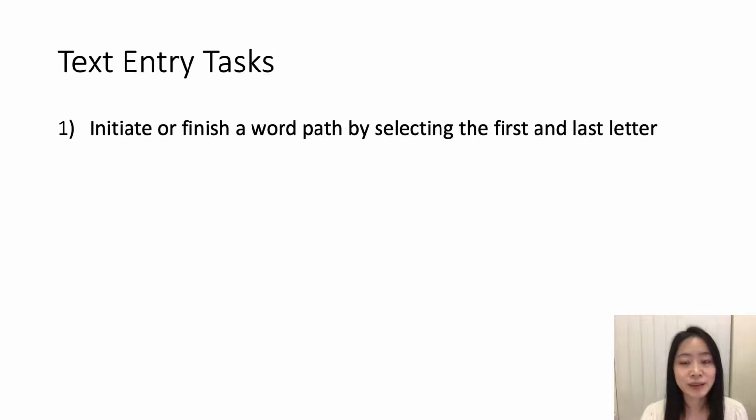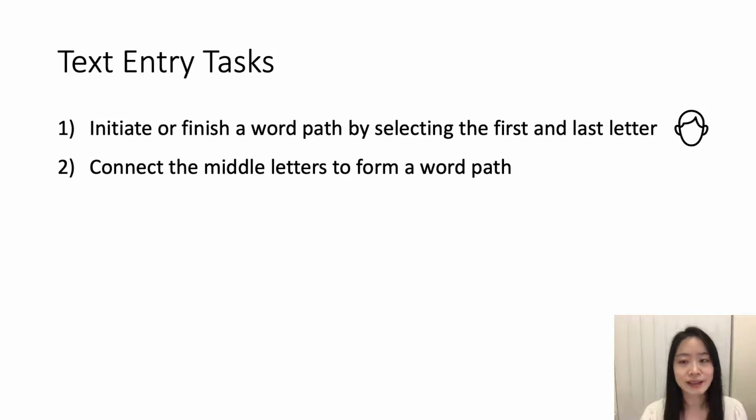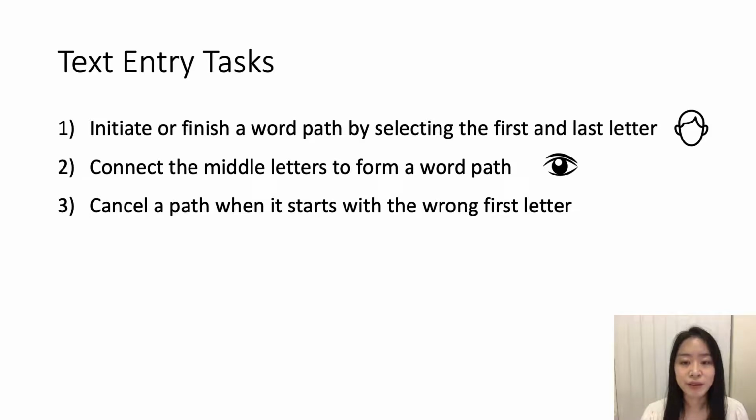This kind of interface consists of 5 tasks. The first one, initiating or finishing a word path by selecting the first letter and last letter, requires accuracy. We will use head gesture. Second, connecting the middle letters of the desired word to generate the path only requires a coarse level of accuracy, and it also will benefit from speed. So we use gaze input. And third, canceling a path when it started involuntarily, will require accuracy.